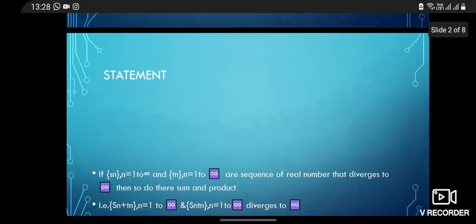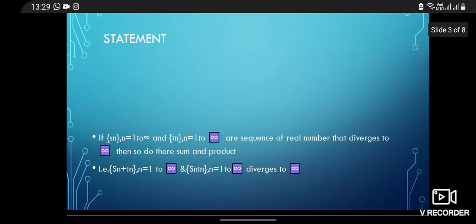So, the statement of this theorem is: if sequence Sn where n is equal to 1 to infinity and sequence Tn where n is equal to 1 to infinity are sequences of real numbers that diverge to infinity, then so do their sum and product, that is, sequence Sn plus Tn where n is equal to 1 to infinity and sequence Sn into Tn where n is equal to 1 to infinity diverge to infinity.